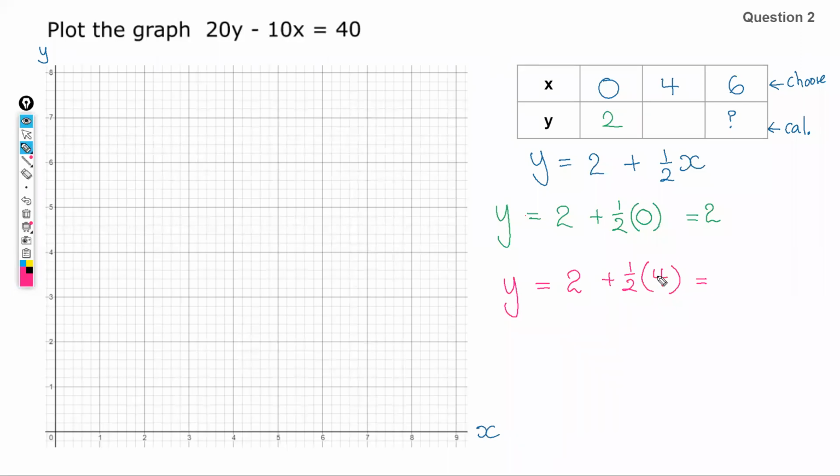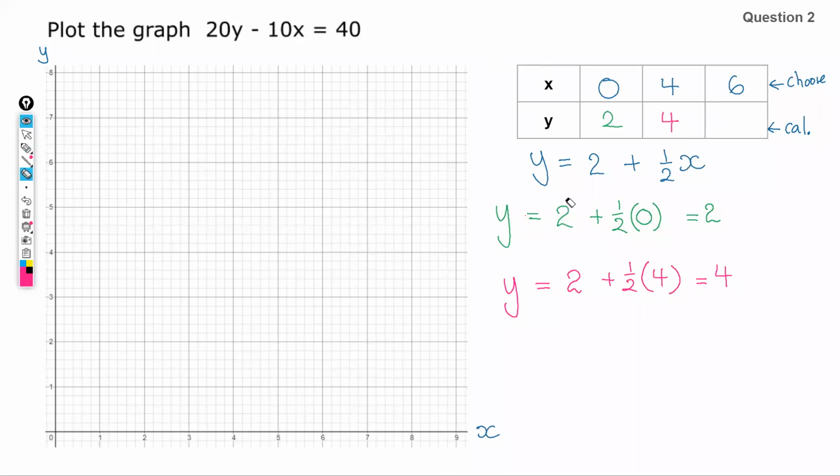A half multiplied by 4 is 2. A half of 4 is 2. And then you have to add this 2 after it. So a half of 4 is 2, plus 2 is 4. So we're going to get 4 over here. Simple stuff.